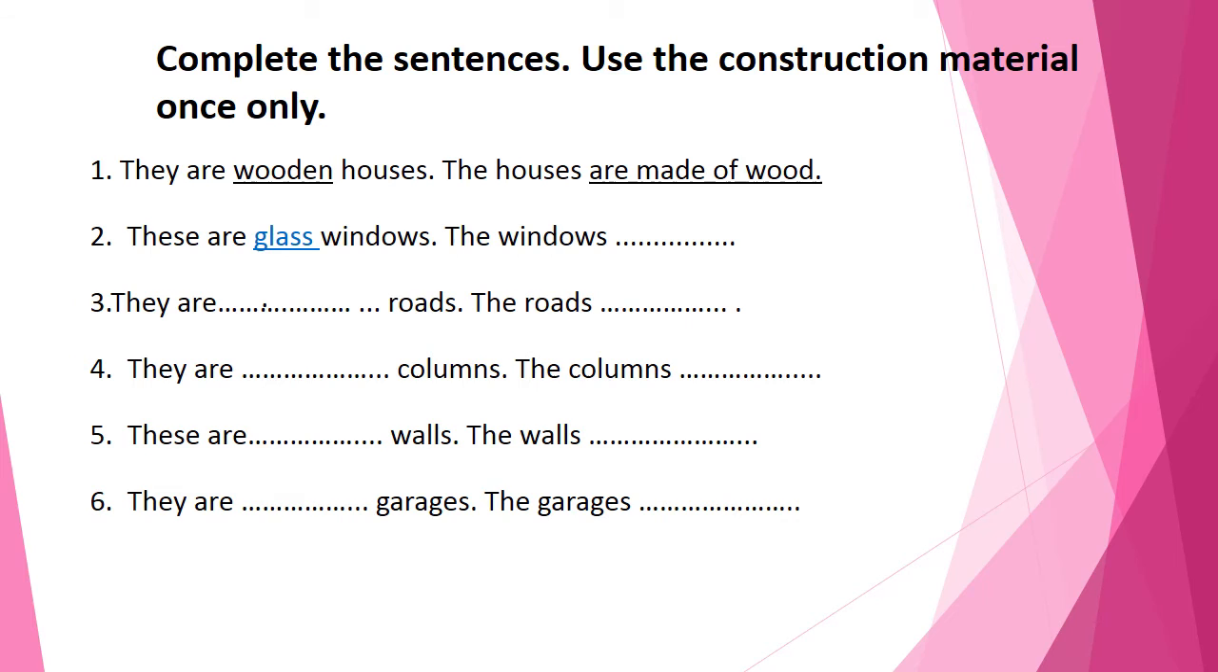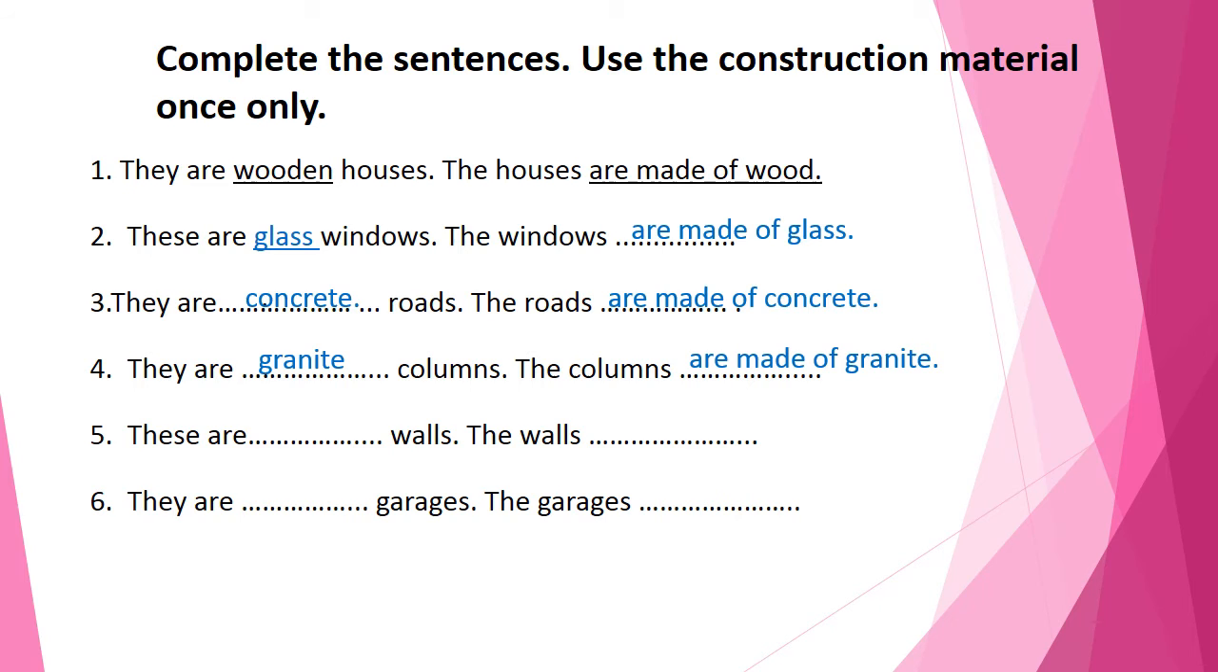Complete the sentences, use each construction material once only, okay? They are wooden houses. The houses are made of wood. These are glass windows. After we change this, the windows are made of glass. Roads: what construction materials can we use? They are concrete roads. The roads are made of concrete. Okay, the last one is column. They are granite columns. The columns are made of granite.